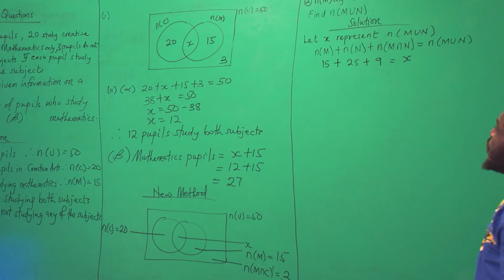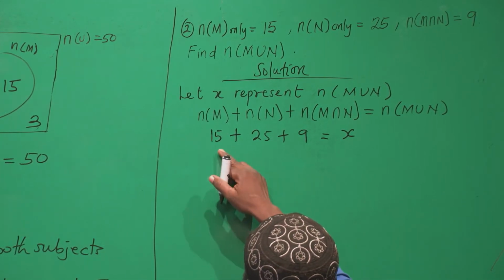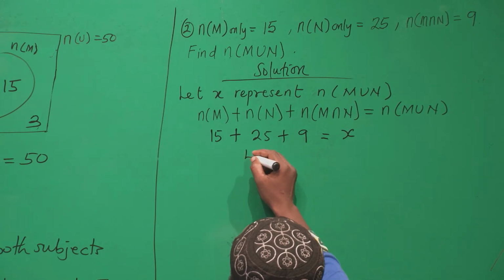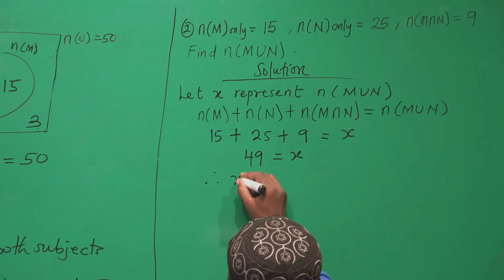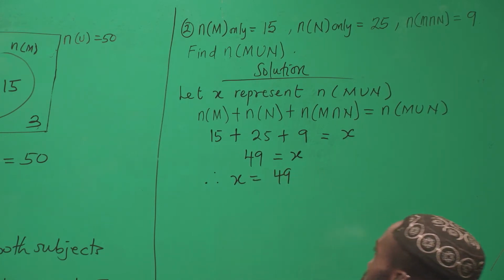So 15 plus 25, we are going to get 40, plus 9, that is 49, is equal to what? X. And therefore, X is equal to what? 49.